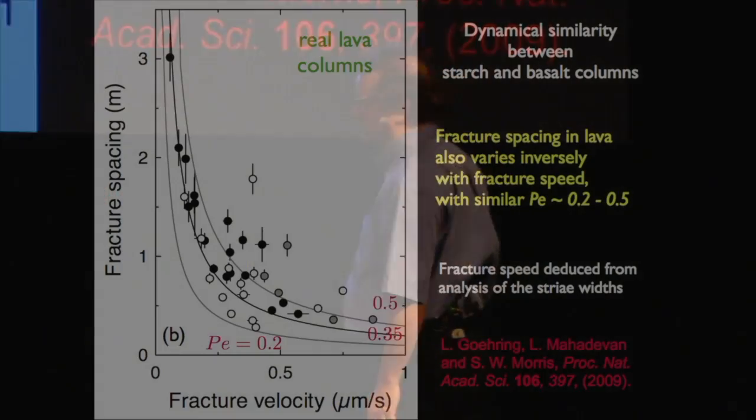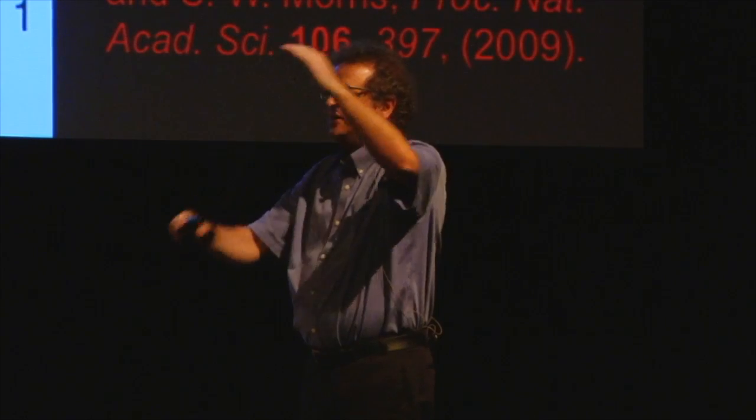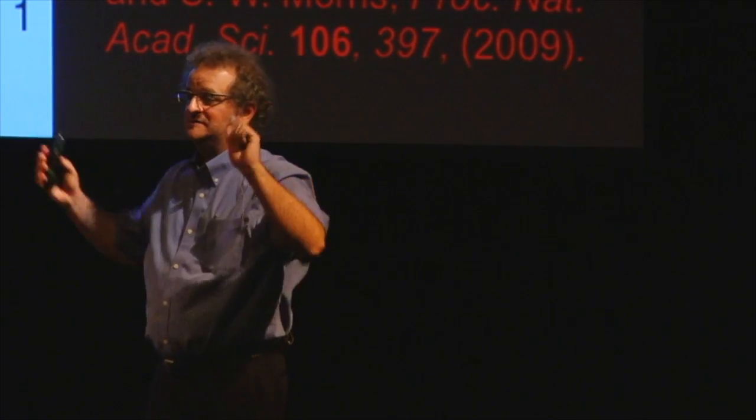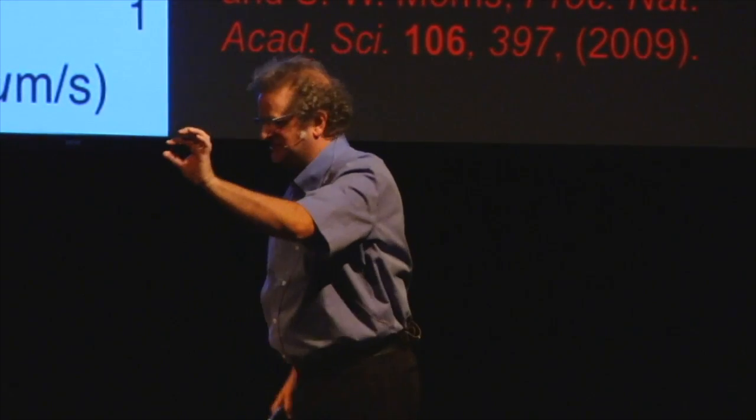Now, the kicker is that we can also do this in the basalt. And this is considerably more difficult. What you have to do is put your climbing gear on and go up the cliff and measure as many of the striae widths as you can. And we have a very large database of striae widths on various columns all over the world. And it turns out that the ratio of the height of a striae to the width of the column is a constant. So big columns have wide striae, small columns have narrow striae.